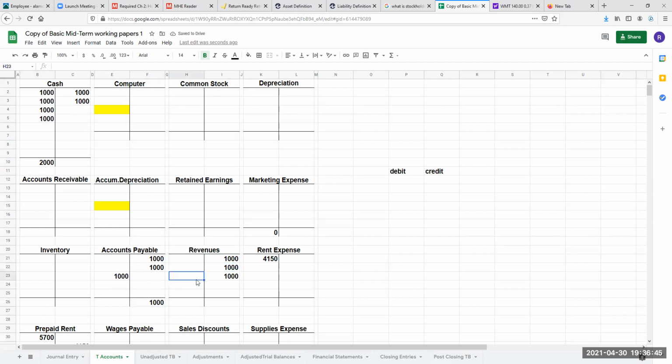Now you don't put them over here on the revenue. We put them somewhere else. 1, 2, 3. What's the balance of revenue? 3. So the balance goes on whatever side's bigger.